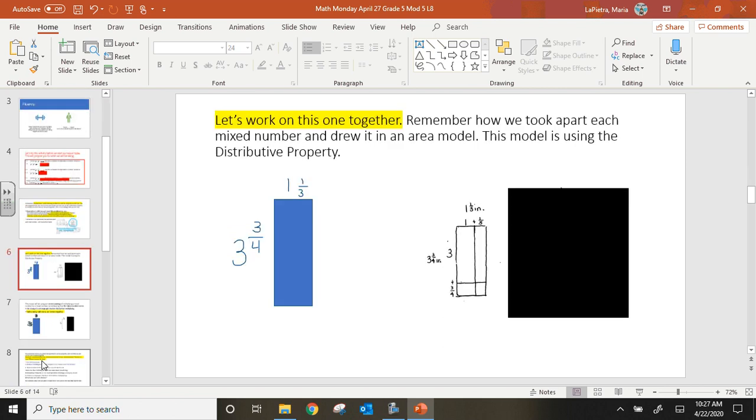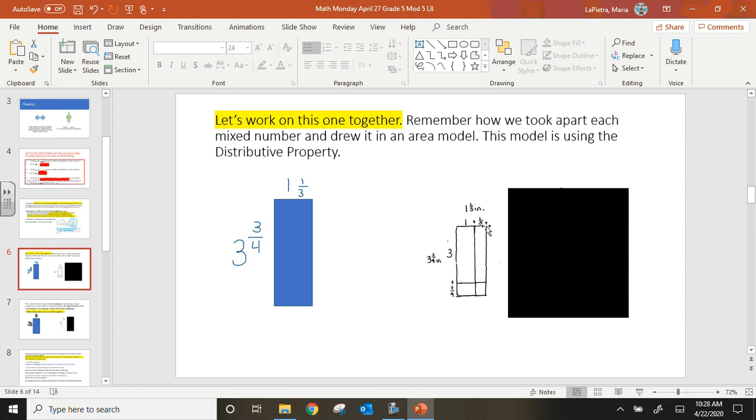Okay, so let's work on this one together. Remember how we took apart each mixed number and drew it in an area model? This model is going to use the distributive property. So here's my picture. This side is the 3 3/4, and the top is 1 1/3. 3 3/4 I broke up on the side here. So here's my 3, here's my plus my 3/4. So this side is 3 3/4. And the top, here's my 1 1/3. Here's my 1 plus 1/3.